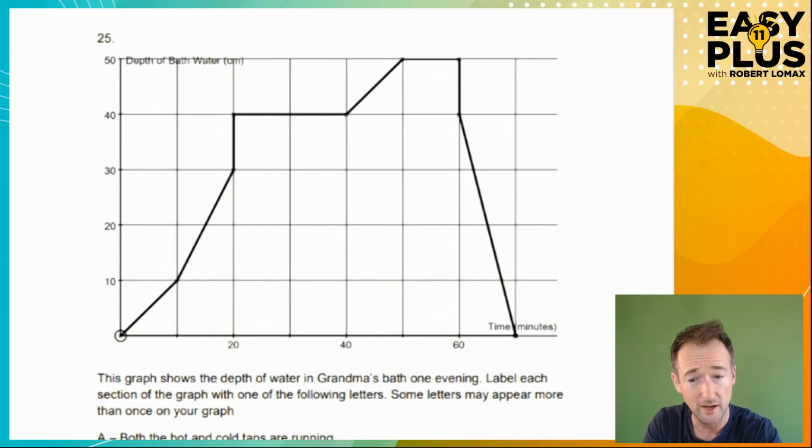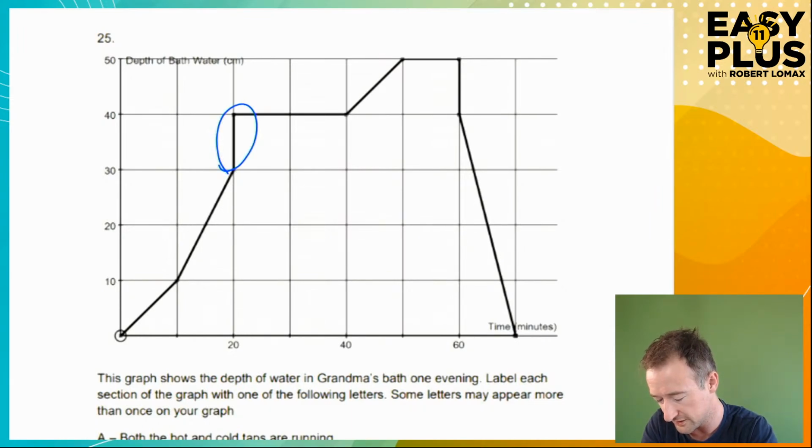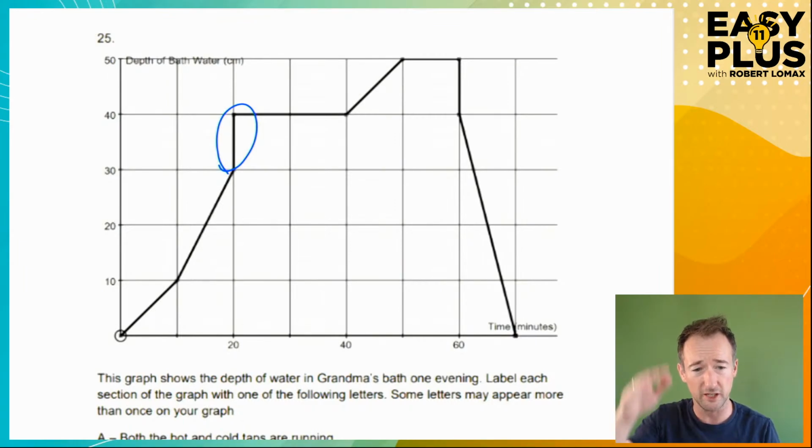And then the bath suddenly, in the space of no time, between 20 seconds and 20 seconds, gets 10 centimetres deeper. How on earth could that happen? Does it mean she suddenly turned the taps up to the max? No, because there would still be a passage of time. It would just be even steeper, like that. The only way that in effectively no time, although obviously it would take some time, the water would suddenly go up, would be if you suddenly put a large thing in it, possibly a grandma.